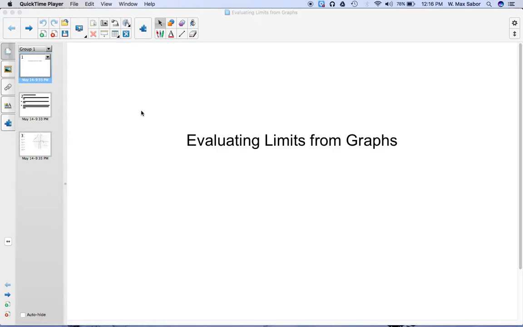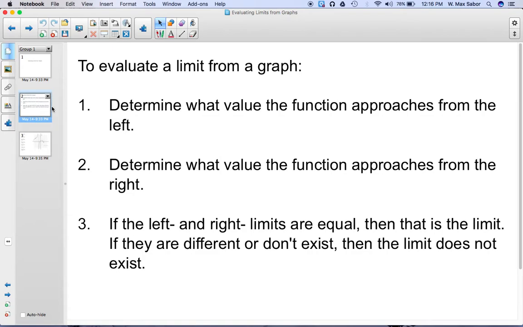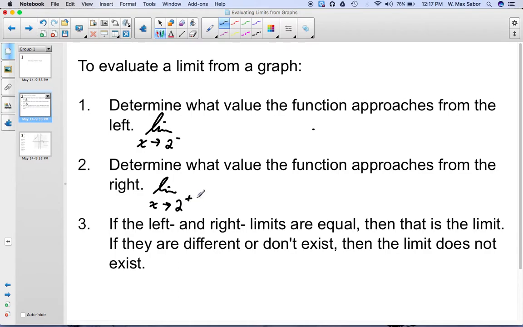Evaluating limits from graphs. To evaluate a limit from a graph, we need to know that the left-hand limit and the right-hand limit are the same. First we determine what value the function approaches from the left. This is written something like: as x goes to 2 from the left, what the left-hand limit is. Then you determine what value the function approaches from the right, the limit as x approaches 2 from the right. If these two things are equal, then that is the limit. If they are different or don't exist, then the limit does not exist.